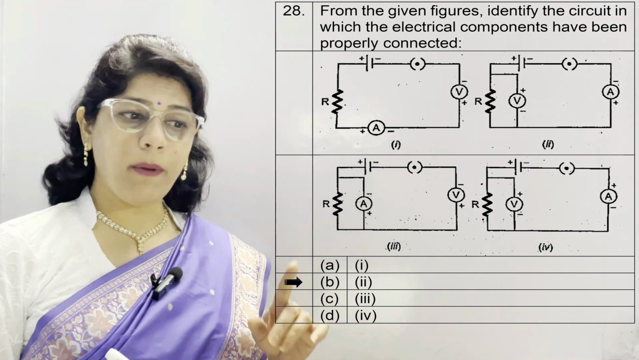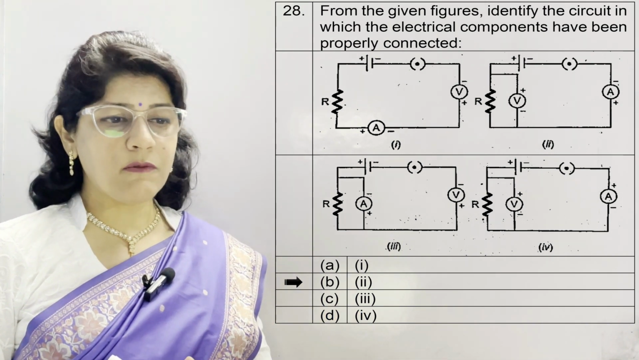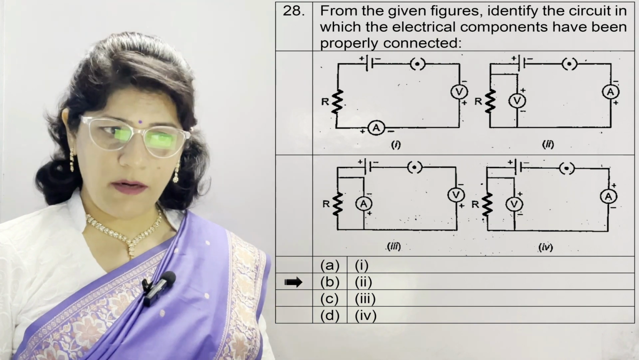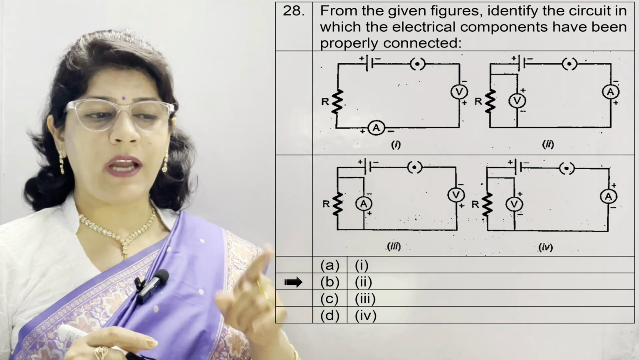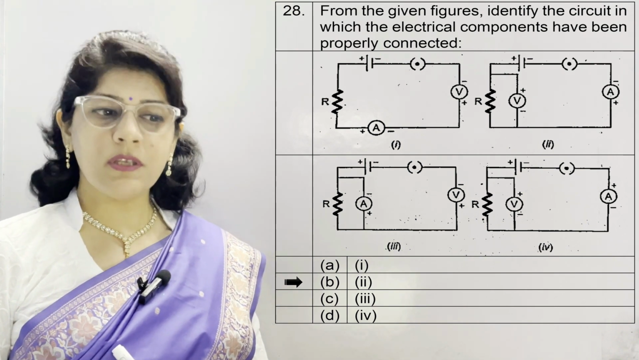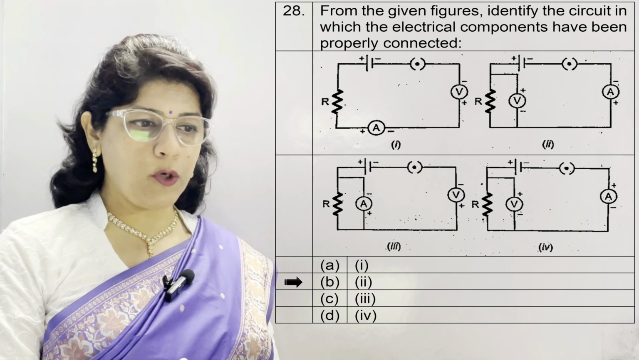In third diagram, ammeter is connected in parallel, again which is incorrect. And in last diagram, voltmeter is connected in parallel, ammeter in series, but the sign on the ammeter is plus where the sign on the battery is minus. So this is again incorrect. So our correct option is B, which is our diagram number 2.